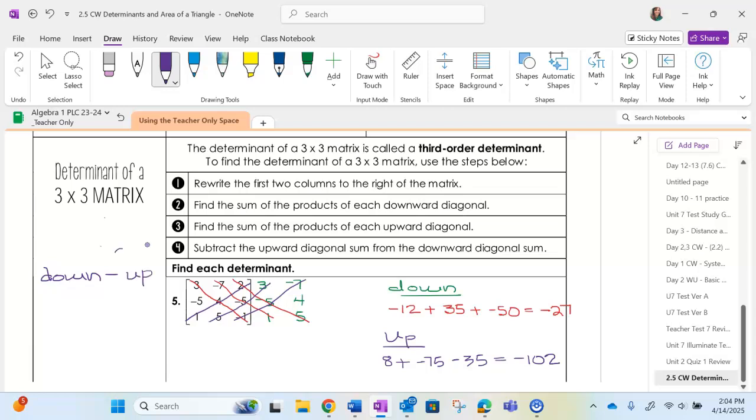Now, to finish, we are going to do down minus up. Again, always there. Don't forget to put that minus sign. So our down is -27 minus -102. And that equals 75. And our answer to this is 75. So that is how you do a determinant of a 3 by 3, or third order determinant.